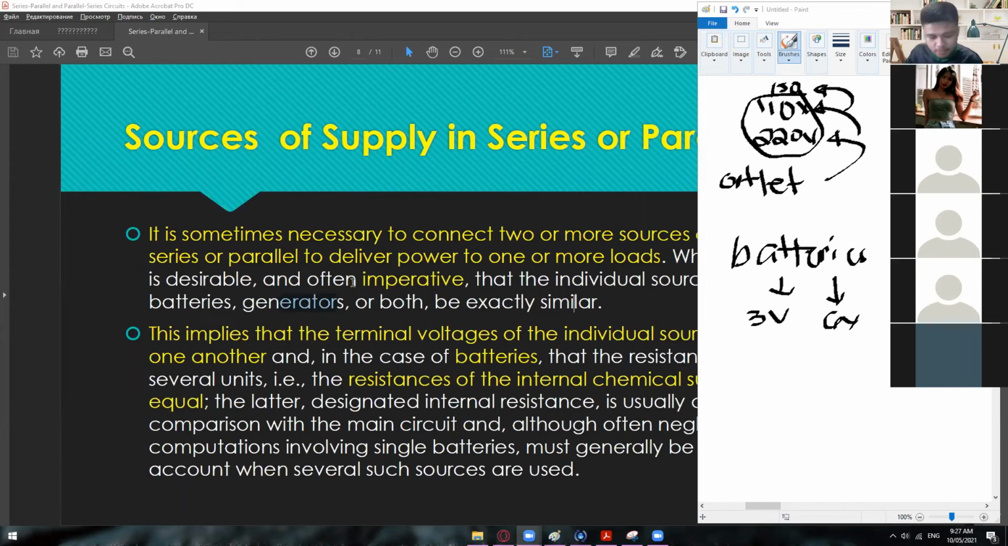Alright. So, guys, saglit lang may kukunin lang ako sa taas. May pinapadala kasi. 2 minutes. Okay? Umihi muna kayo or magkape muna kayo. Saglit lang to.